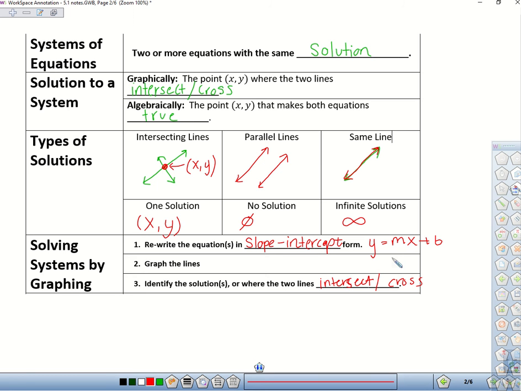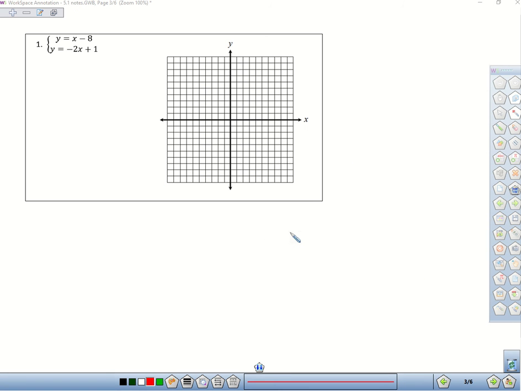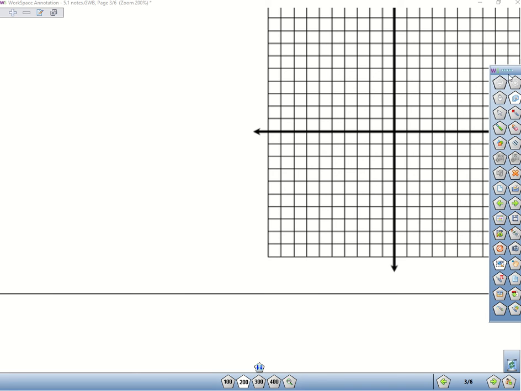All right. So now we're going to go about actually finding this, okay? So we look at our two equations and we determine if these are in slope-intercept form. So I'll zoom in here so we can get a better look at it.